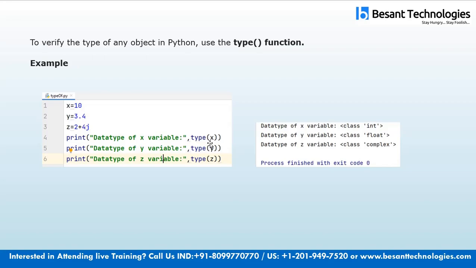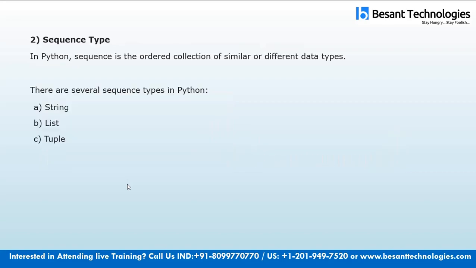Type of x, what is the output? Int, because I have given 10. And type of y, float, because I have given a real number. And here, type of z, complex, because I have given the real part and imaginary part. So these three types belong to the numeric data type. Is this clear? Okay. Next, sequence type.